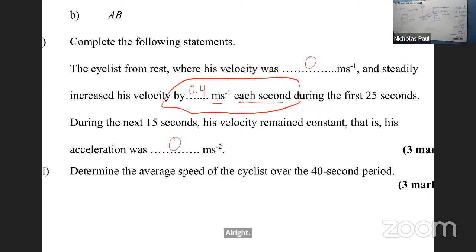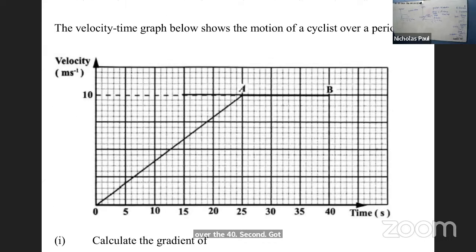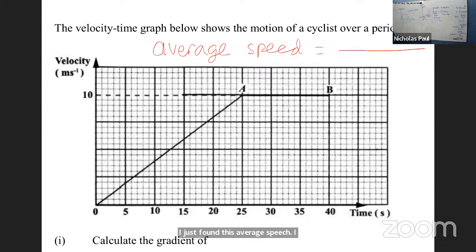And then the last part, find the average speed over the 40-second period. So I'm just going back to the diagram. How do we find average speed? I did not give you that formula. Write this down, please. Average speed is equal to total distance traveled divided by total time taken.